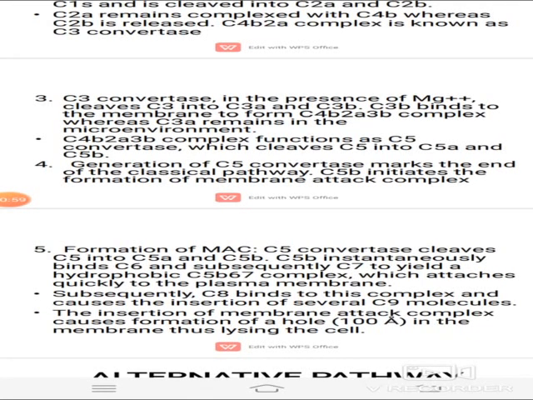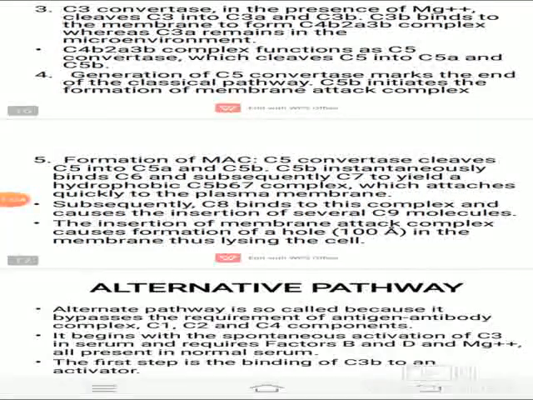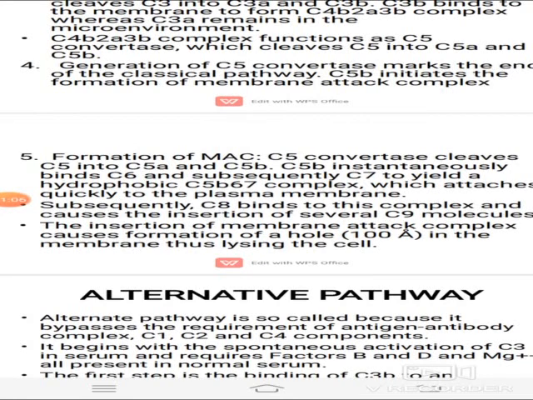C5b initiates the formation of the membrane attack complex, MAC. C5b instantaneously binds C6 and subsequently C7 to yield a hydrophobic C5b67 complex which attaches quickly to the plasma membrane. Subsequently, C8 binds to this complex and causes the insertion of several C9 molecules. The insertion of the membrane attack complex causes formation of a hole approximately 100 angstrom in the membrane, thus lysing the cell.